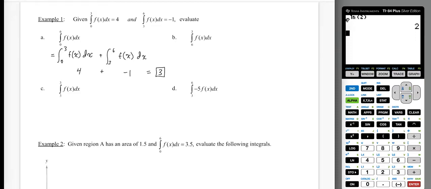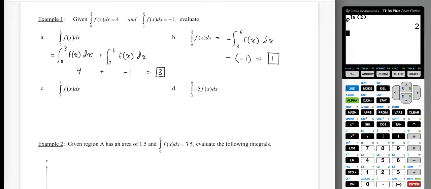All right. 6 to 3 is the opposite of 3 to 6. So one of our rules states that we can swap the bounds of integration as long as we negate the integral. So I have the negative in front of the integral, but 3 to 6 for f of x dx gives you a -1. So -1 gives you a 1.